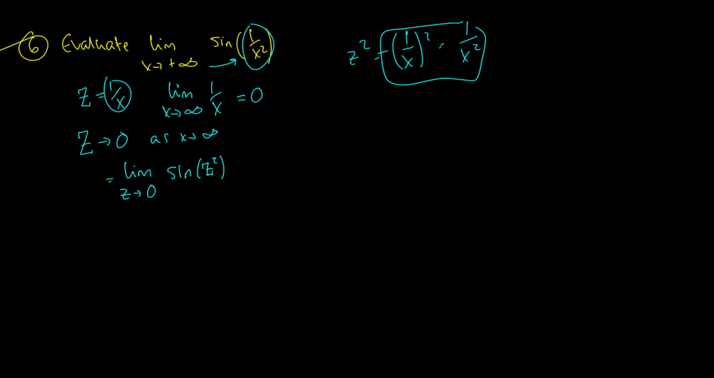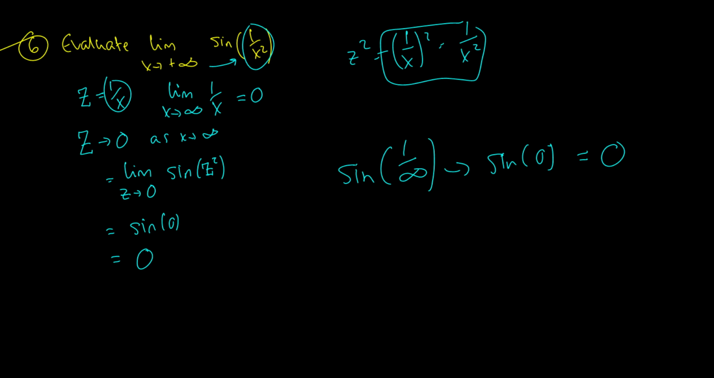So let's just finish the evaluation of this. The limit as z goes to 0 is the same thing as sine of 0, which is equal to 0. So personally, I would just say, well, what is sine of 1 over infinity? That just tends to sine of 0, and that equals 0. And that would be sufficient enough for me. So there's an alternate way to do it.